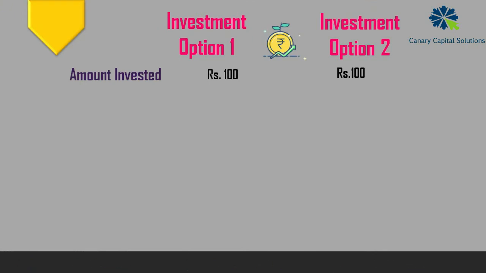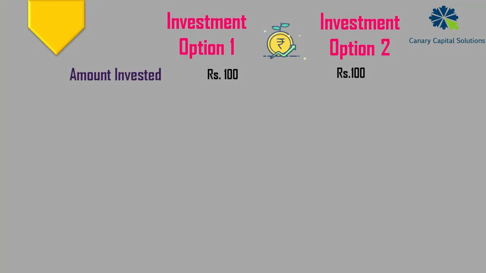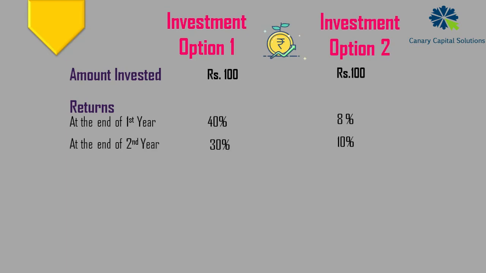You have 100 rupees to invest, and there are two options. Option 1 at the end of the first year gave you a return of 40%, and option 2 or fund 2 gave you a return of 8%. Where will you invest? At the end of the second year, option 1 gave you a return of 30% and option 2 gave you a return of 10%.